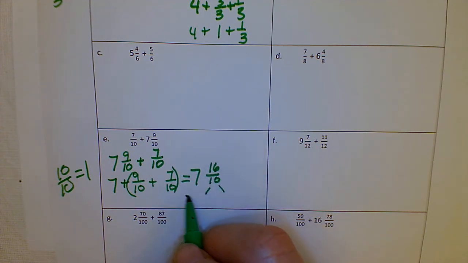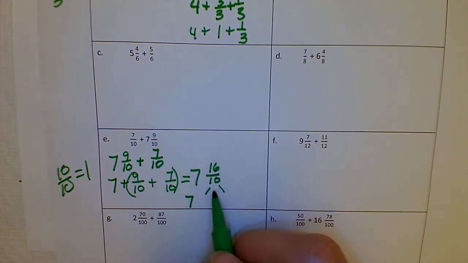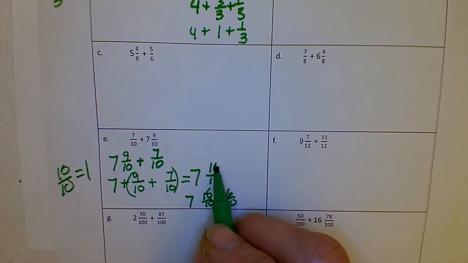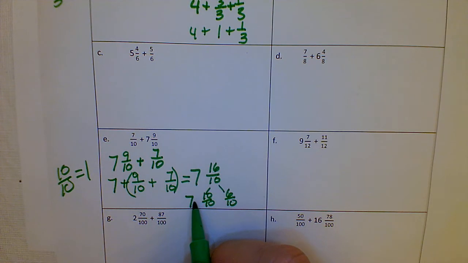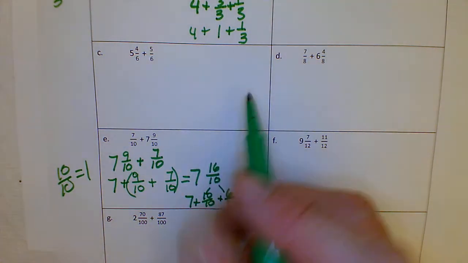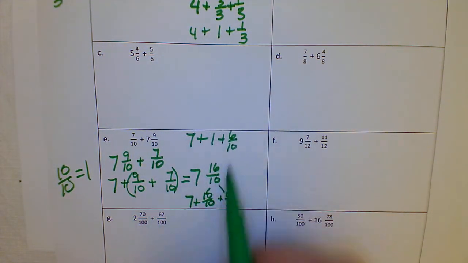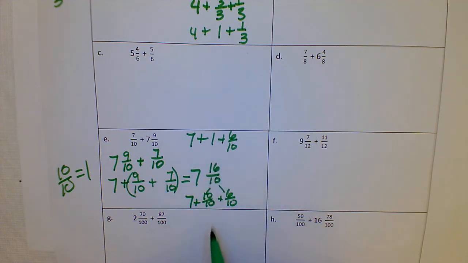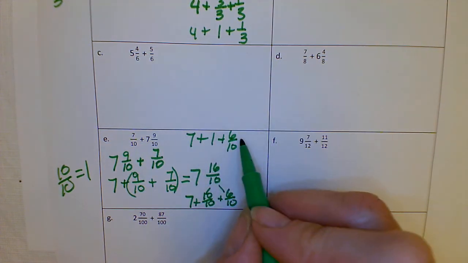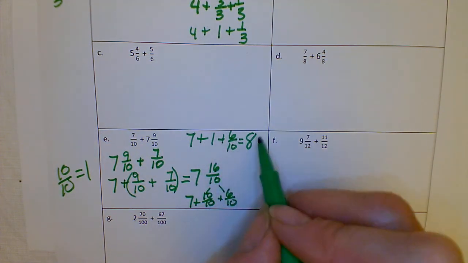So here I'm going to keep my 7. I'm going to end up with 10/10, and over here I'm going to end up with 6/10. And that's because 10 and 6 is 16/10. And now this becomes 7 plus 10/10 plus 6/10. 10/10 is just 1, so I'm going to go ahead and write that up here. 7 plus 1 plus 6/10. So all I did was change this into a 1, and 7 plus 1 is 8 and 6/10.